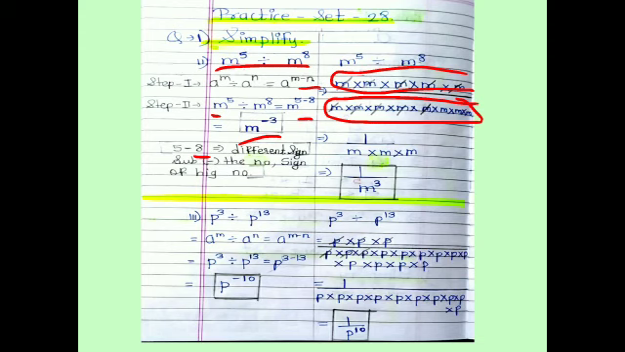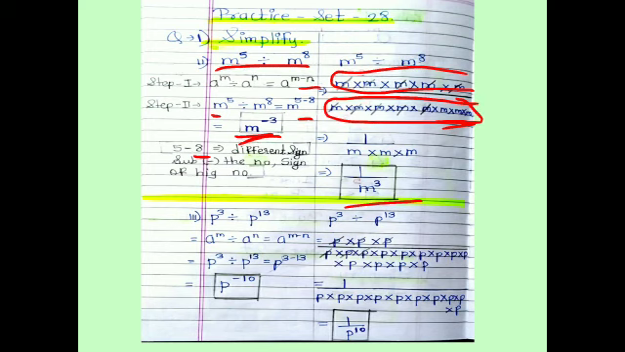And downstairs how many m's are left? See here, 3. M into m into m. So 1 upon m cube. Both the answers, m raised to minus 3 and 1 upon m raised to 3, are correct. Any one method you have to use. Same for the third sum.